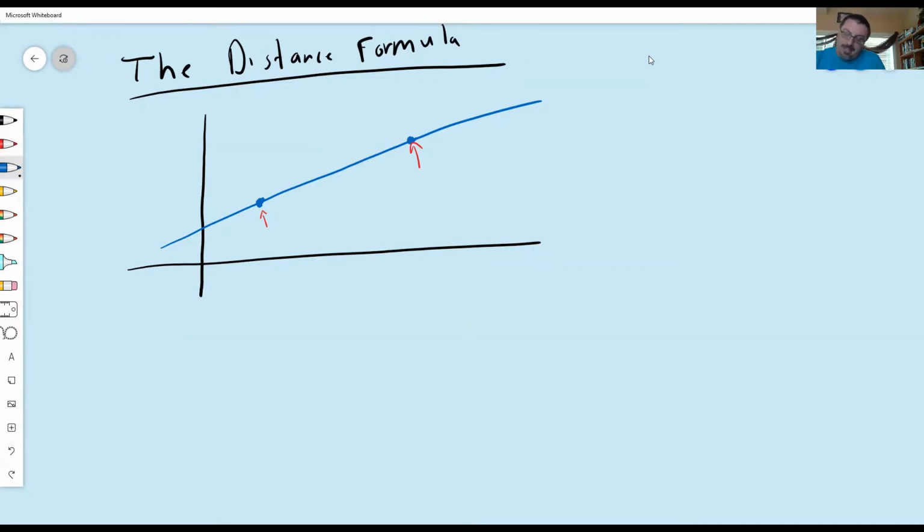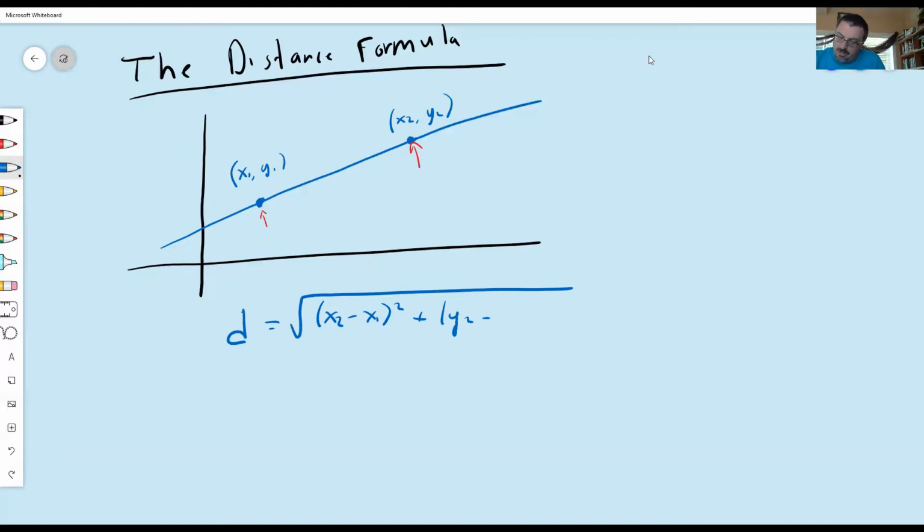We do need to label our points. So for simplicity, this is point x1, y1. This is point x2, y2. So the distance formula is d equals the square root of x2 take away x1 squared plus y2 take away y1 squared. Okay.